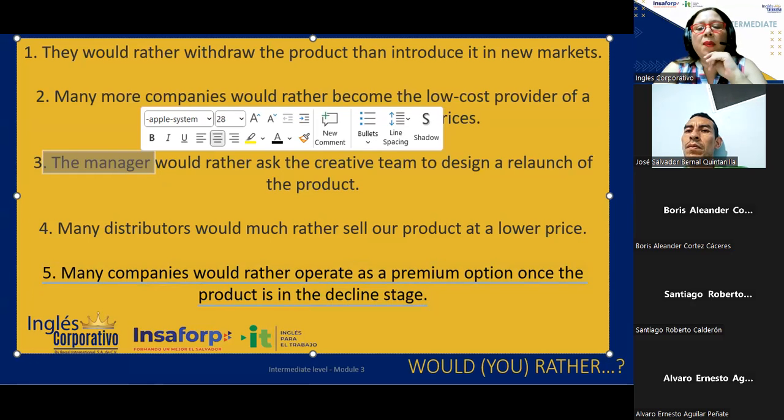Many companies would rather operate as a premium option once the product is in the decline stage. What's the subject here? Many companies. All right. What's the verb? Operate, yes. And the conditional here of preference would be would rather.